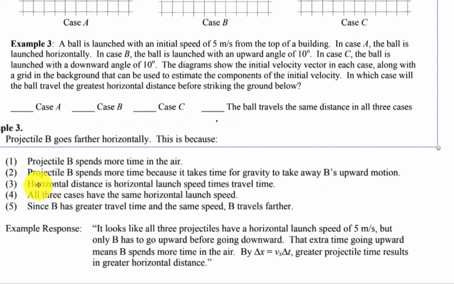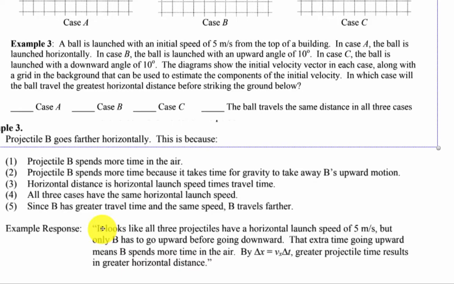And then we have some basic physics. Horizontal distance is horizontal launch speed times travel time. All three cases have the same horizontal launch speed, but since B has a greater travel time and the same speed, B travels farther. So this would be a great draw-it-all-together sentence. Note that here's an example response, and it's pretty short.